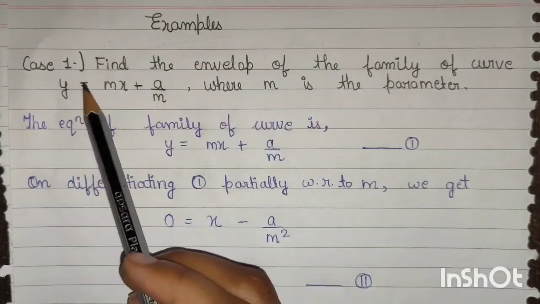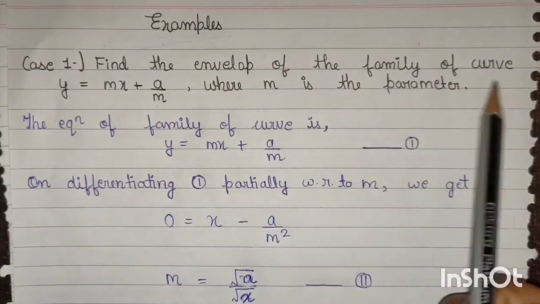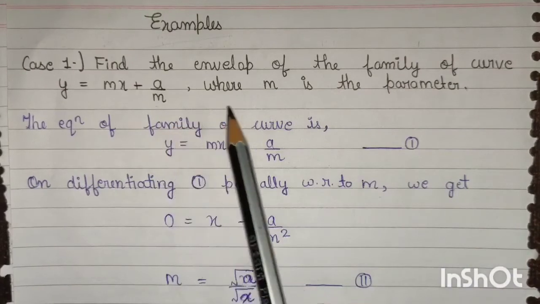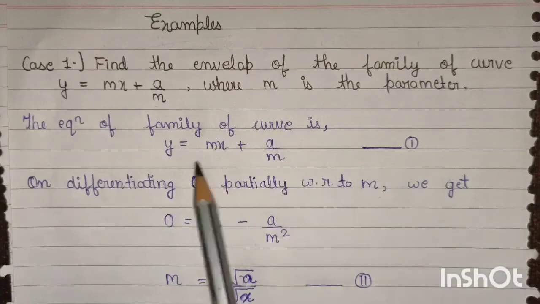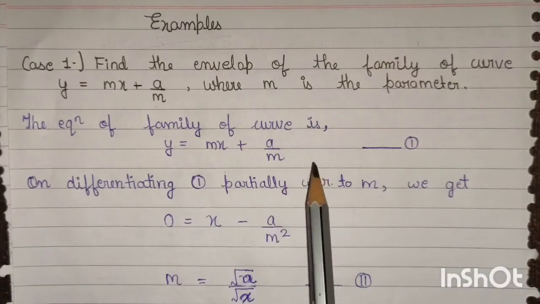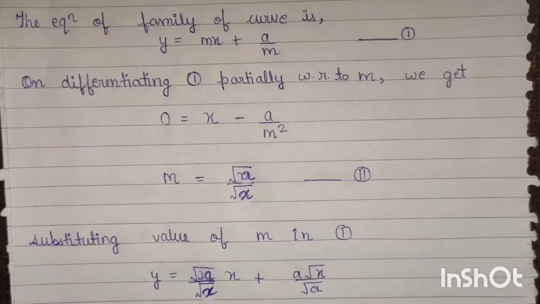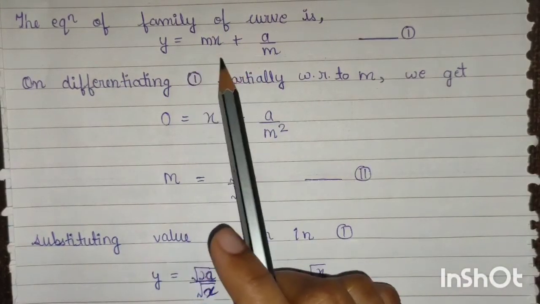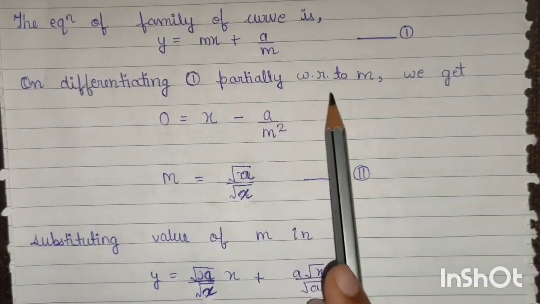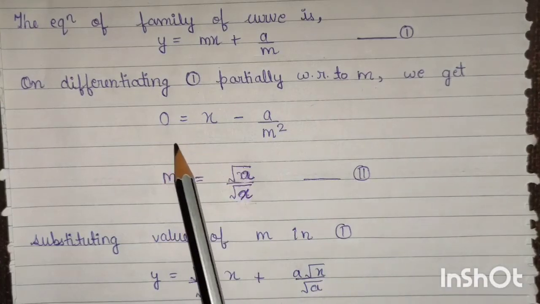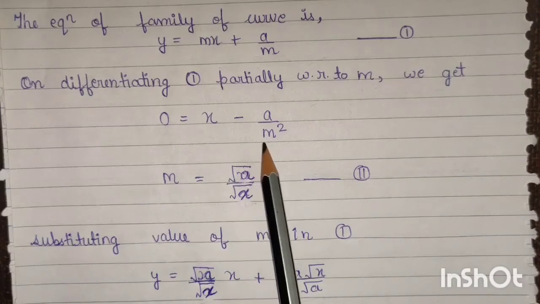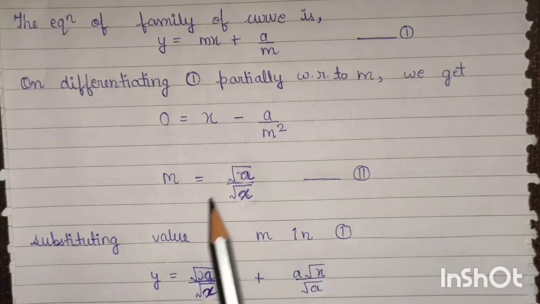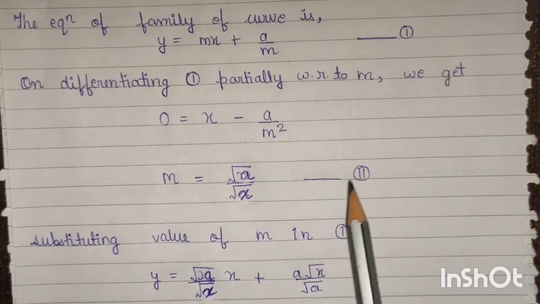Find the envelope of the family of curves y = mx + a/m, where m is the parameter. The equation of the family of curves is y = mx + a/m. Give it equation 1. On differentiating equation 1 partially with respect to m, we get 0 = x - a/m². Here m is the parameter and x, y are constants. Then we will get m = √a/√x. Give it equation 2.